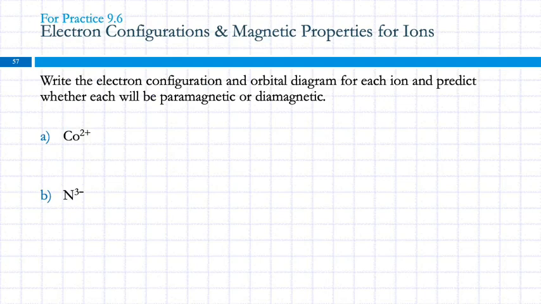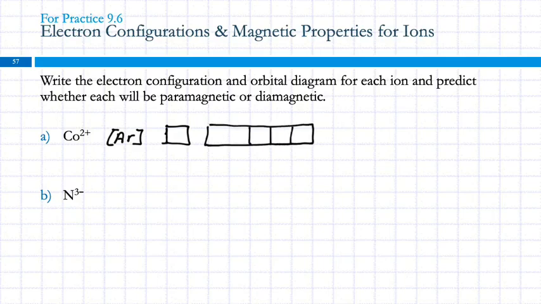So this is a possible test question. Write the electron configuration and orbital diagram for each ion. Predict whether each will be paramagnetic or diamagnetic. So cobalt 2+. I like starting with the orbital diagram first. And so here it's entirely appropriate to use the noble gas shorthand, and so we've got argon. And then past argon, we're going to get into 4s. And then the next level is 3d. There's 3d, and this is 4s.